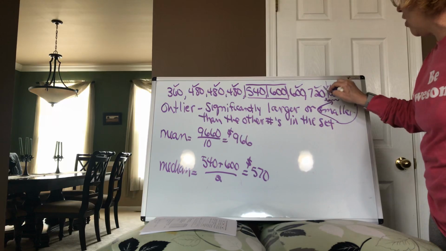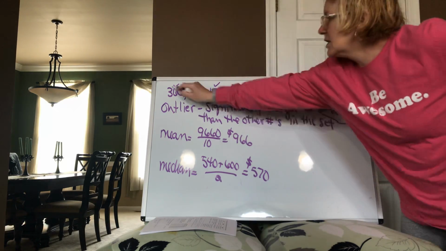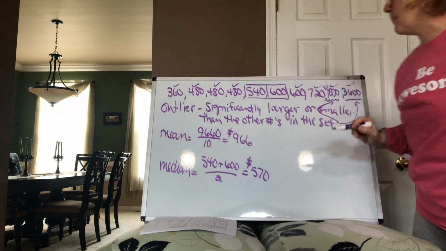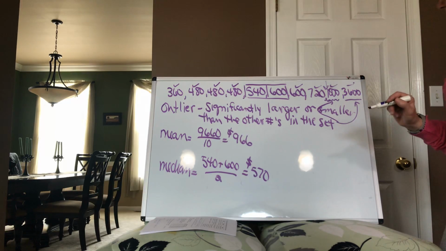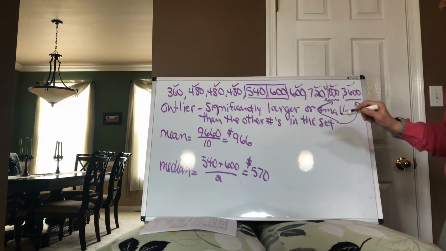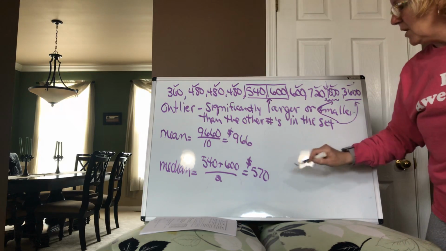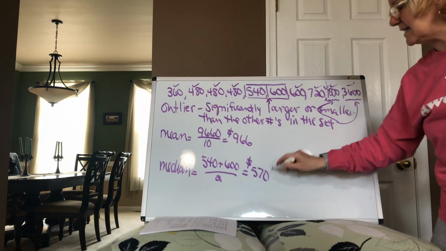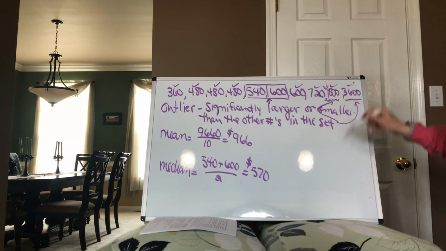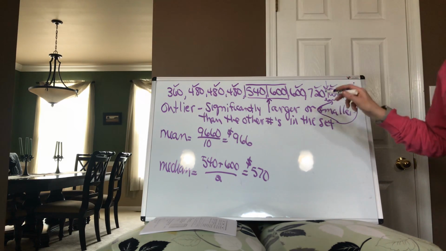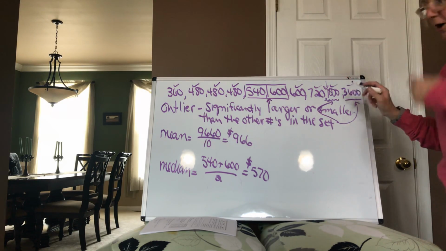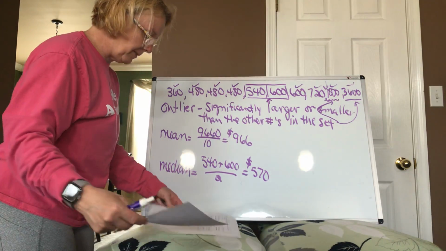So if you were advertising the average price for an apartment rental, look where 966 would be located. 966 would be all the way up here. Well, 8 out of the 10 apartments are less expensive than 966, and 720 is way less expensive. 570 is located right in the middle. So 570 in this case is a better representation. Why? Because of these outliers. These outliers, since they're bigger, they pull the mean or average up.